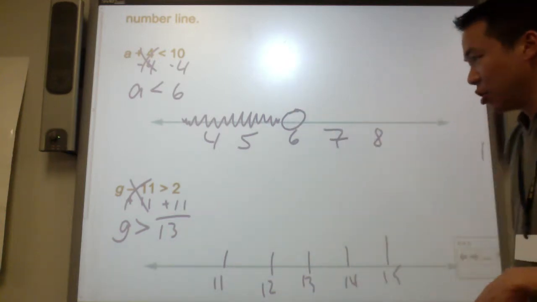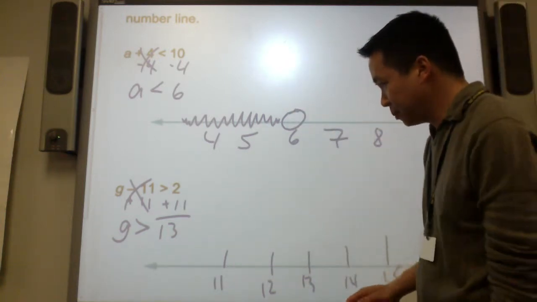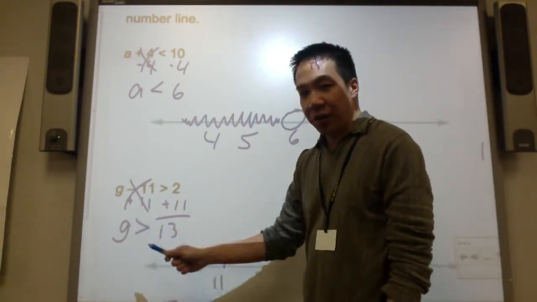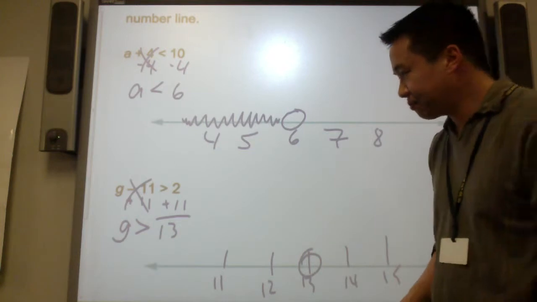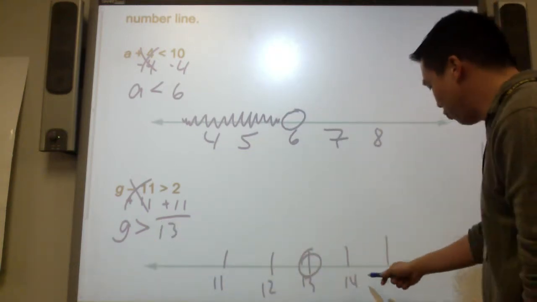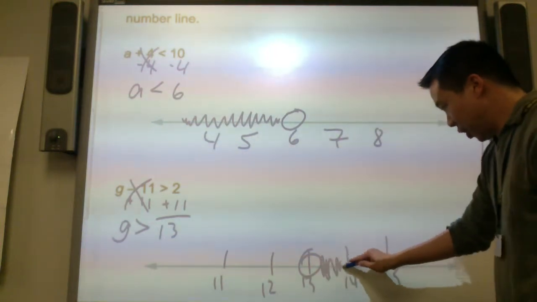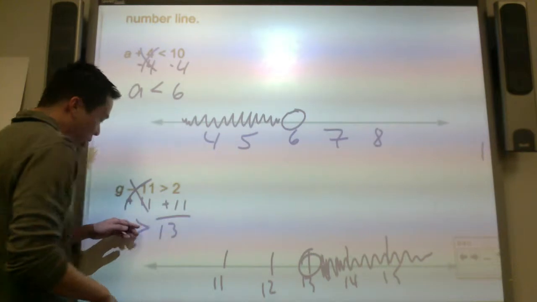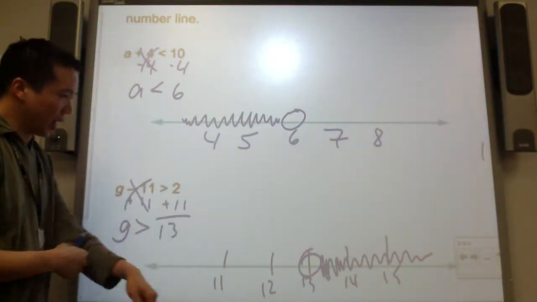11 and 12. So I go to 13. It's an open dot because this is greater than or less than, open dots. Which numbers or integers are greater than 13? Well, 14 and 15 are. So it is facing to the right. Again, let's look at this inequality arrow. It's facing to the right.